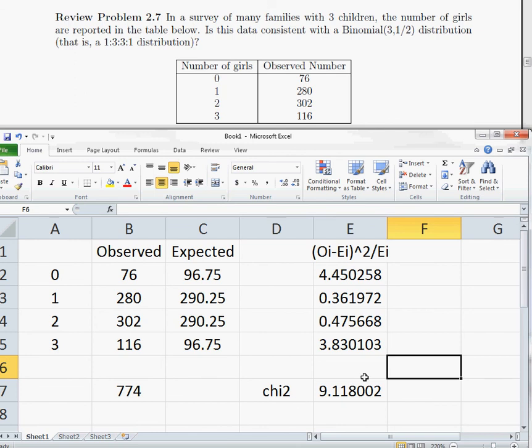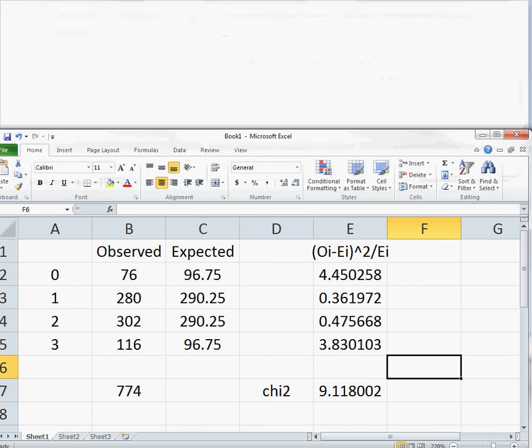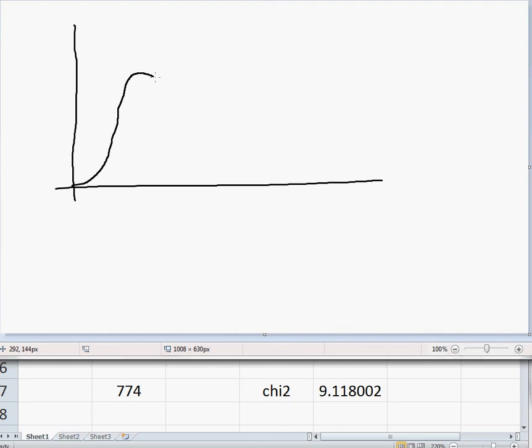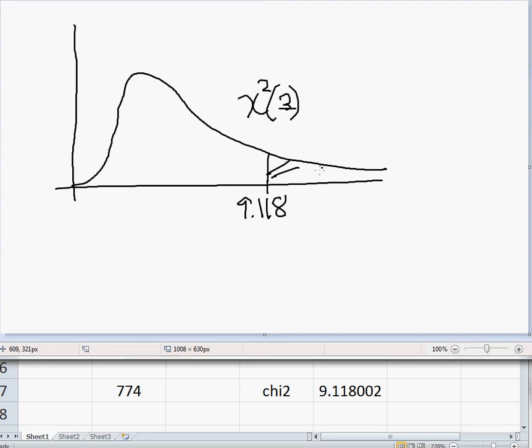So now we have to determine if this number is big or if it is small. To determine that, we remember that the chi-squared distribution looks kind of like this. We have an axis that looks like this. We have a chi-squared distribution with 3 degrees of freedom in this case. The number of degrees of freedom is equal to the number of categories minus 1, so a chi-squared distribution with 3 degrees of freedom. 9.118 is out here, and I need to find the probability of seeing something this extreme or more extreme.